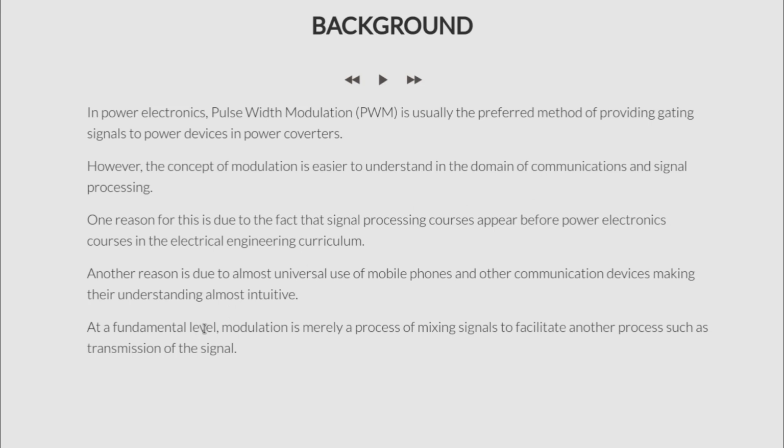Now, it is important to understand that at a fundamental level, modulation is merely a process by which two signals are mixed together. And the idea behind this mixing is to produce another signal. And this other signal usually has some properties which make certain processes easier. And these processes could be, for example, transmission of the signal over long distances. This usually happens in communications. In power electronics, however, we don't need to transmit it, but we need to do something else, and we'll talk about that very soon.